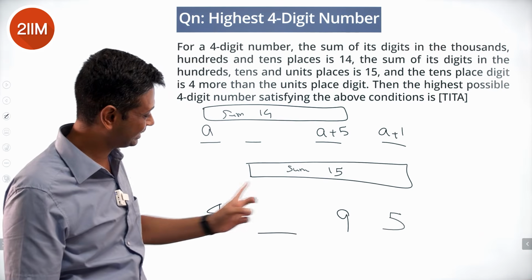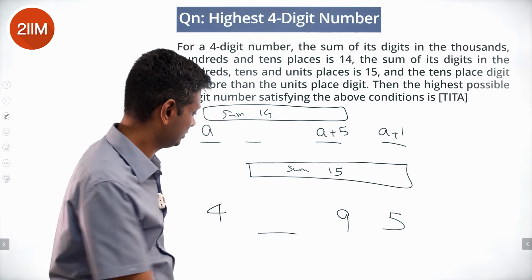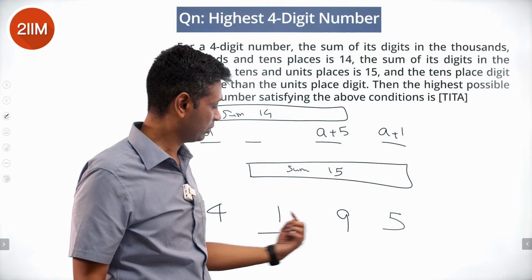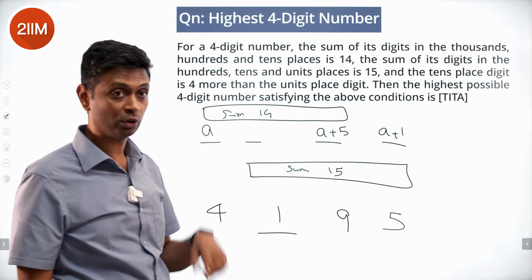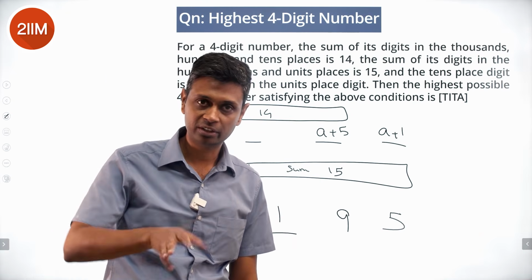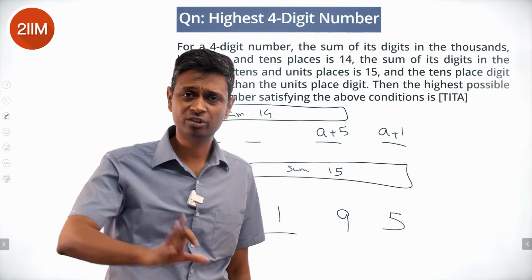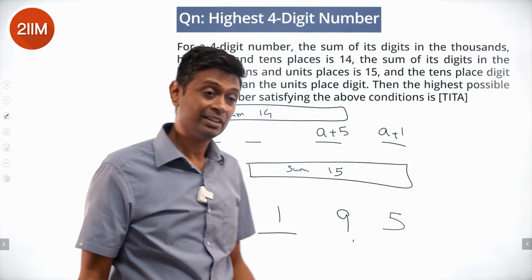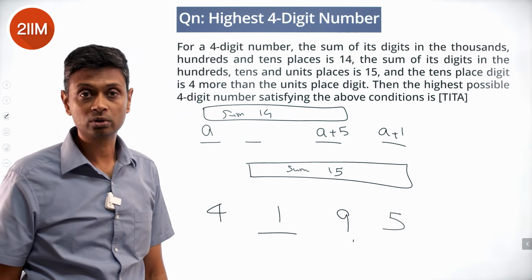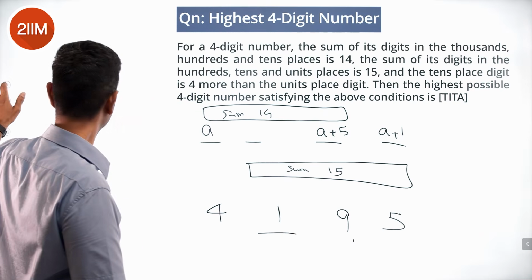4-9-5. 4 plus 9 is 13. Put this as 1. 4 plus 1 plus 9 is 14. The sum of the 3 digits is 14. 1 plus 9 plus 5 is 15. That works. This is 4 more than this. This works. It cannot be more than 9, which means this cannot be more than 4. 4195 is the best possible number.